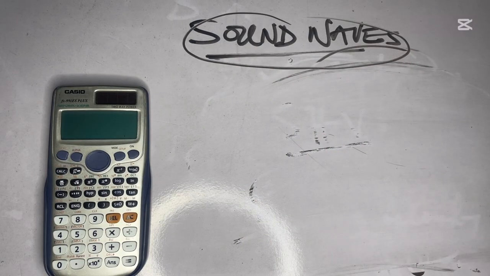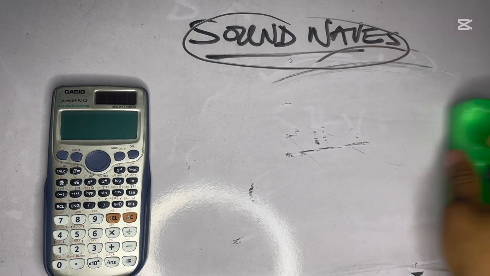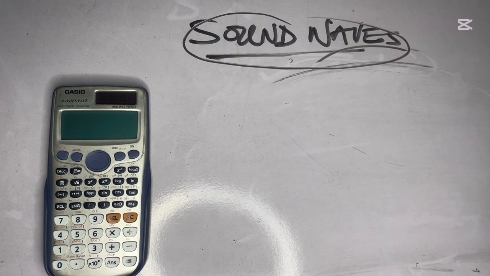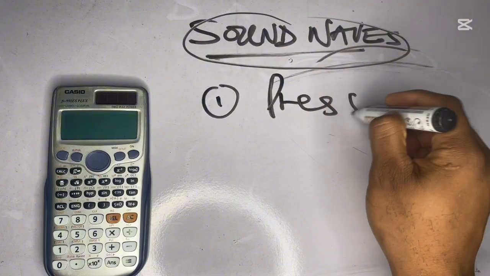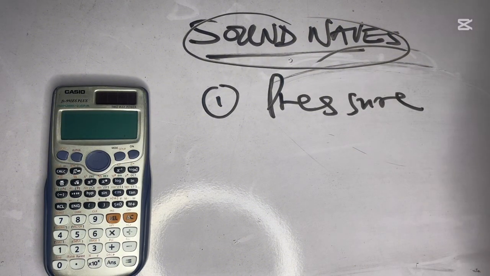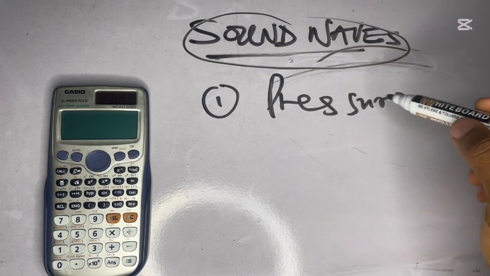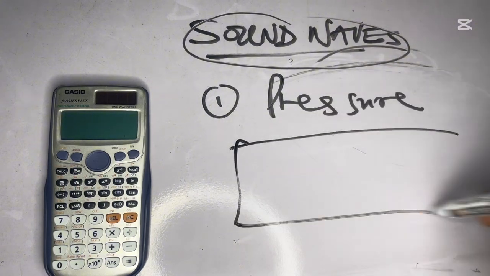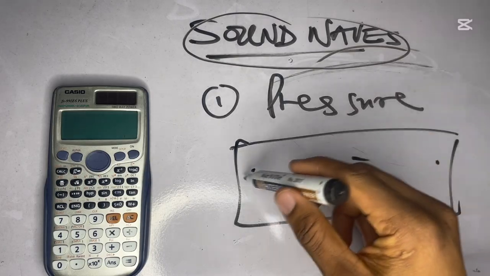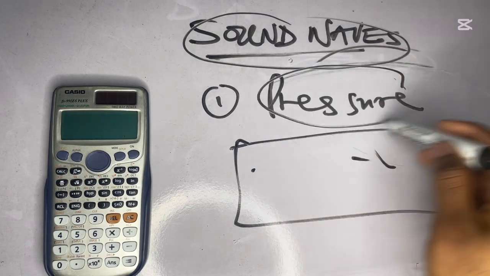So quickly now let's look at characteristics of sound. Let's look at those things that will make us understand that sound is involved here, or more like factors that affect sound. Number one is pressure. Pressure is a force acting in a medium over a given area. The force that is acting on the medium the sound is traveling through, over a given area, is known as pressure.